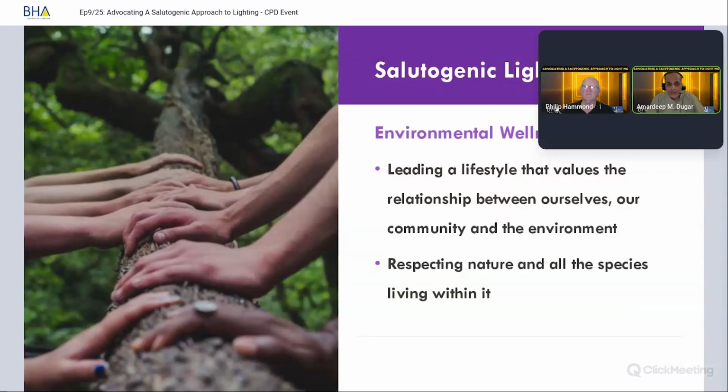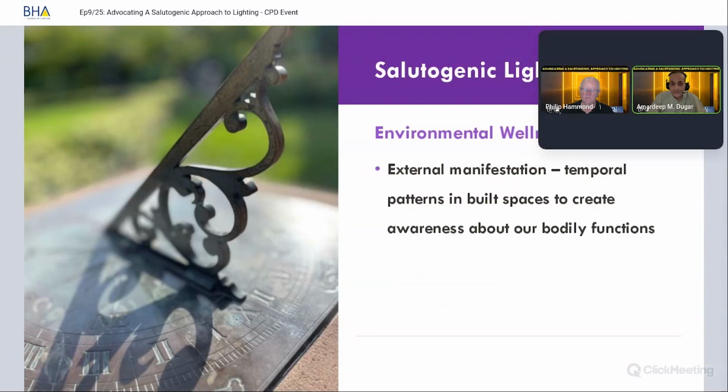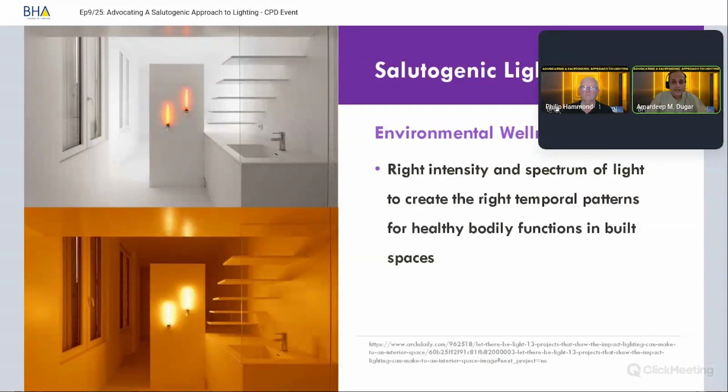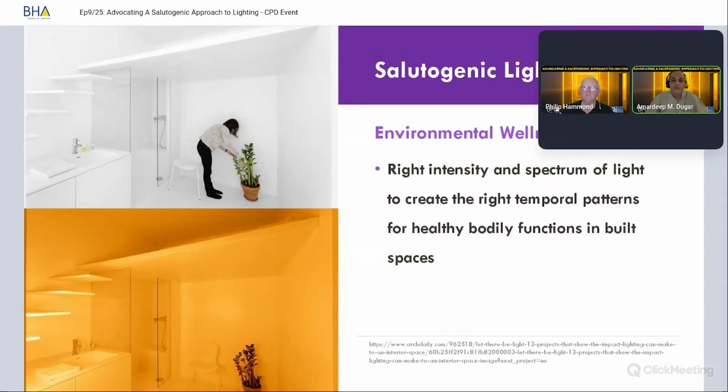And you're pairing this with environmental wellness because your lifestyle depends upon our relationship with our community and our external environment. So we need to respect nature and all the species living within it. This external manifestation is also about the temporal patterns within built spaces, because the right timing and the right duration of light will create this awareness about your bodily functions. To put it in a very simplistic manner, it's the right intensity and spectrum of light that create the right temporal patterns for our bodily functions in built environments. There are certain times in a space you might need warm light, and certain times you'll need cool light, just like daylight coming into spaces. That's what makes you aware of your environmental and physical wellness.